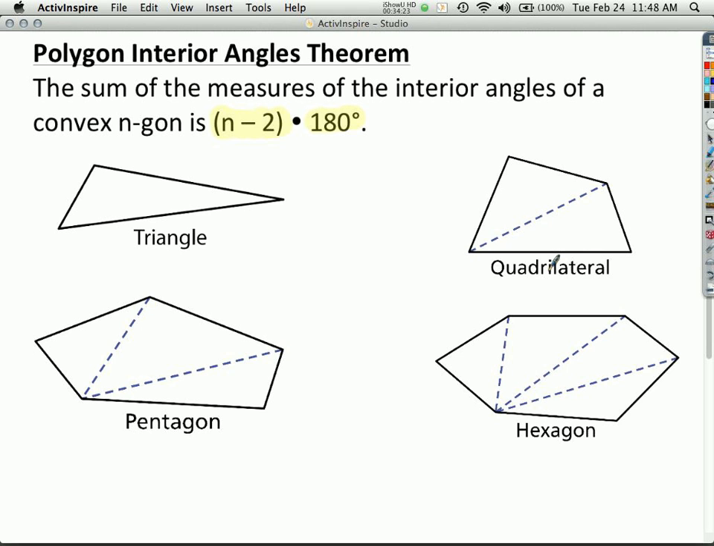Sebastian, your team, what did you guys come up with? I don't know if it's the same thing they said, but the n minus 2 is whenever you draw all the possible diagonals inside a shape, it's the total number of triangles that forms inside the shape. Because every triangle is 180 degrees. Okay, good.